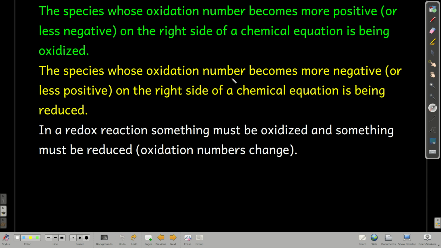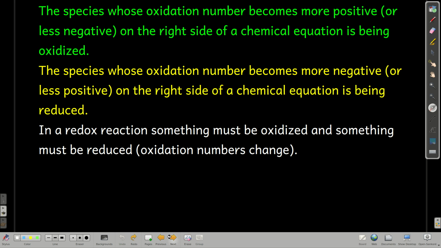Now, in a chemical reaction, in order for it to be a redox reaction, something has to be oxidized and something has to be reduced. And what that means is the oxidation numbers are going to change as you go from left to right across the arrow. Now, whatever's being oxidized, the oxidation number is going to become more positive or less negative as you go from the left to the right. Whatever is being reduced, the oxidation number is going to become more negative or less positive.